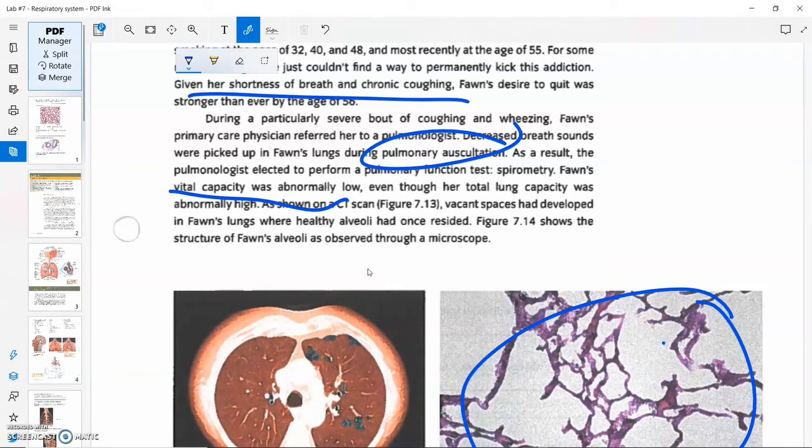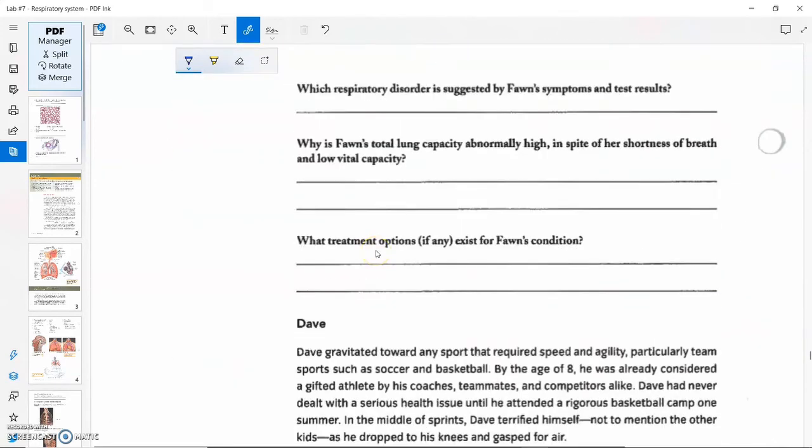She cannot exchange gas with the atmosphere. But total lung capacity was abnormally high, because she had to expand her lungs just to breathe. So Fawn had to expand her lungs so much to provide proper gas exchange that her lungs became much larger. There are no treatment options really. Lung transplant.